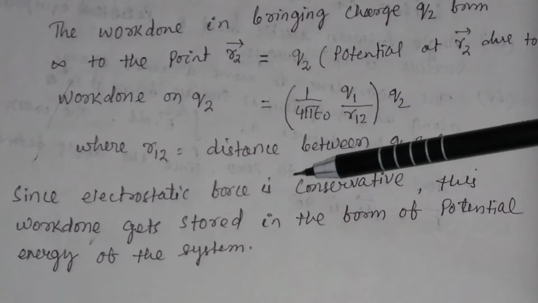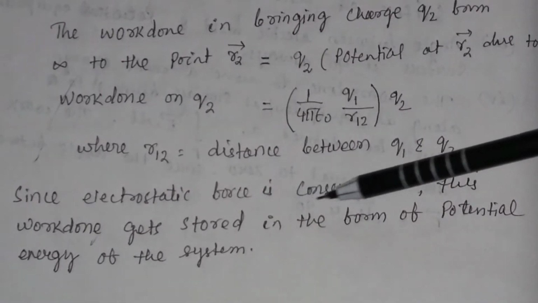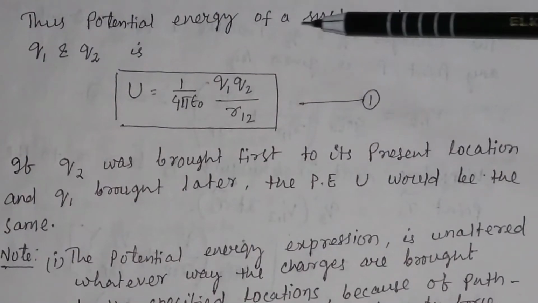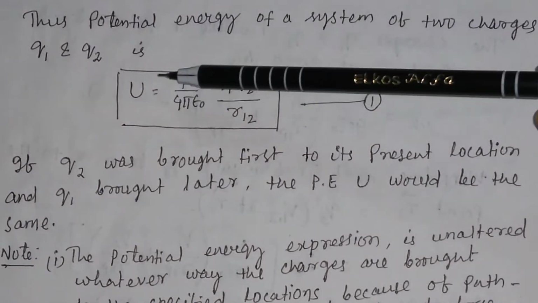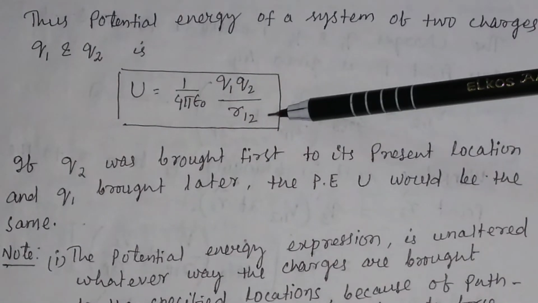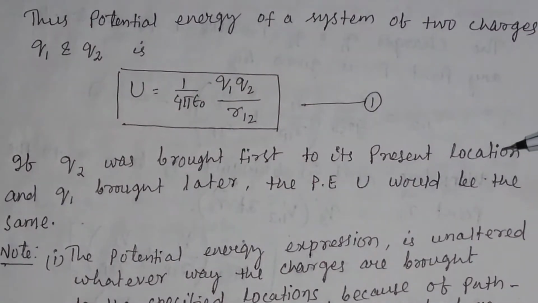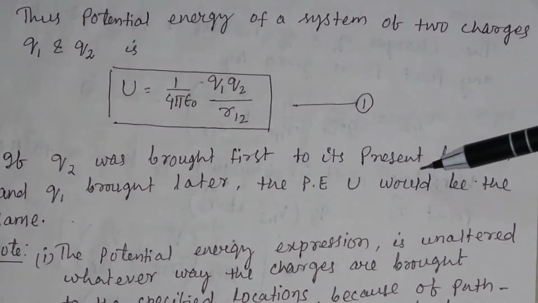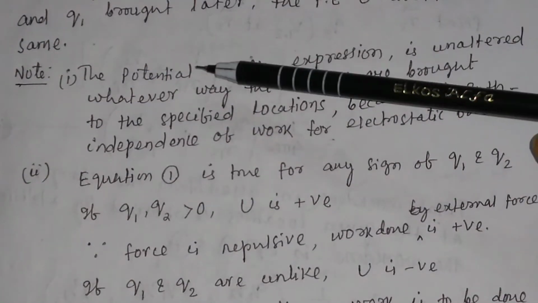Since the electrostatic force is conservative, this work done gets stored in the form of potential energy of the system. So the potential energy of a system of two charges q1 and q2 will be U is equal to 1 by 4 pi epsilon 0 q1 q2 divided by r12. If q2 was brought first to its present location and q1 brought later, the potential energy would be the same. So remember these 2 points.